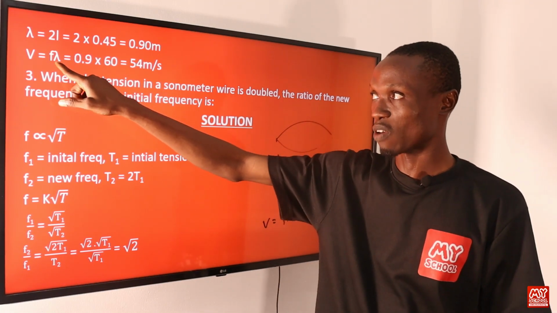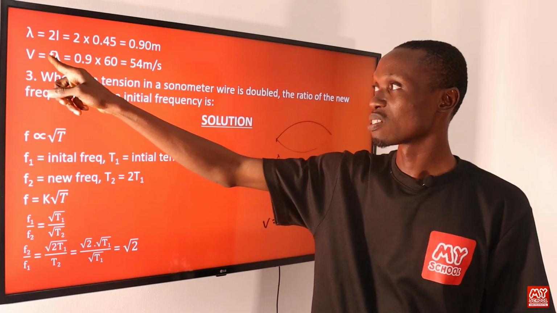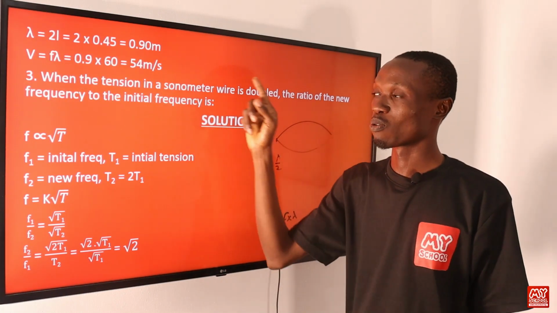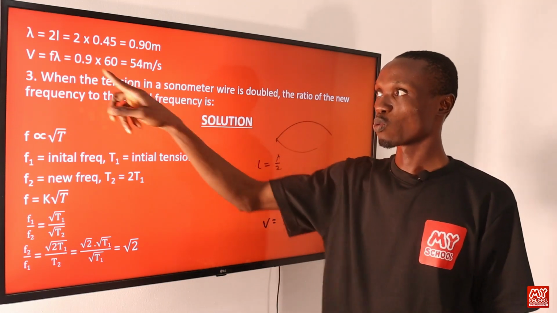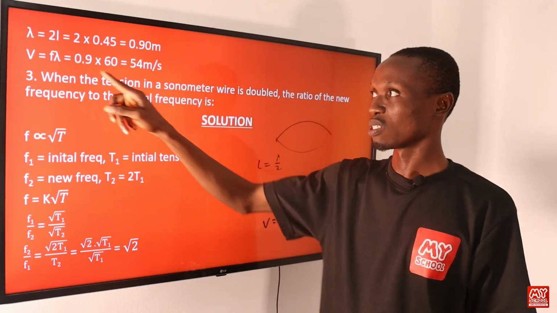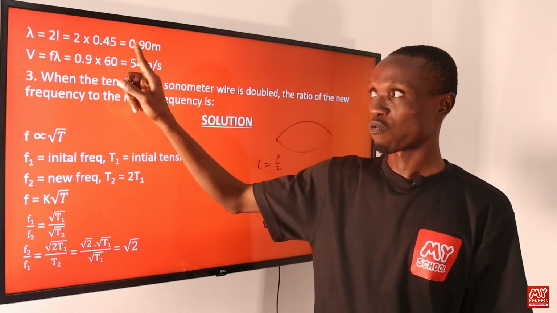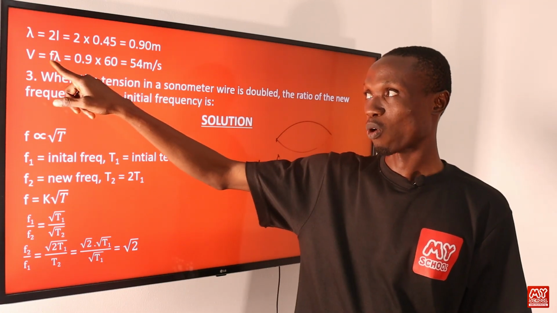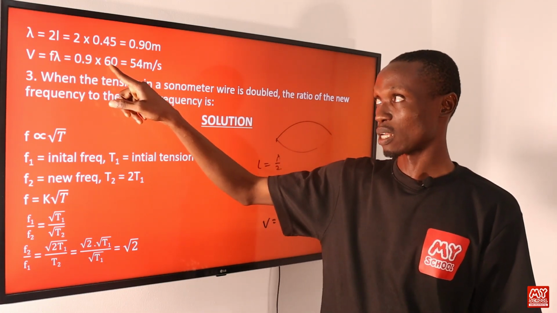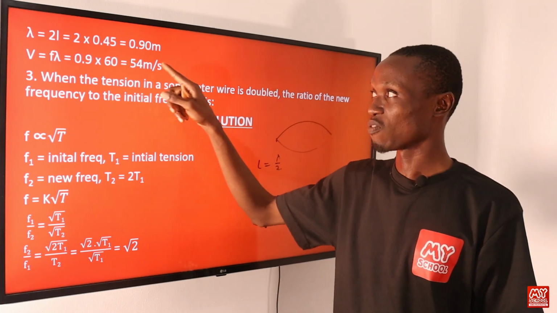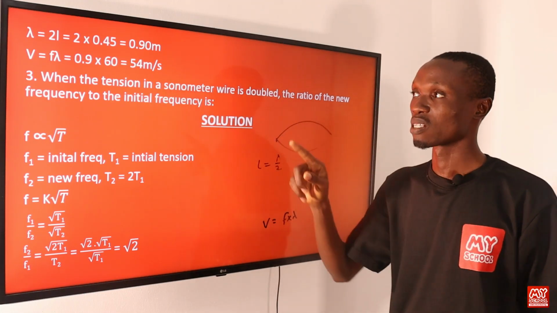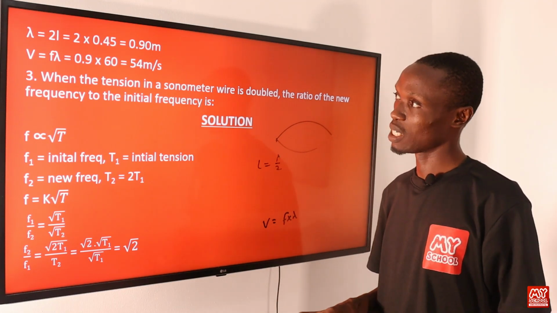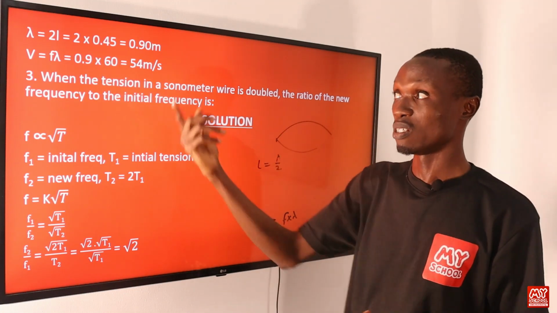But remember, velocity is equal to frequency times lambda. So we just substitute these values that are given to us. Remember, frequency is given to us as 60, and we obtained the wavelength to be 0.90. So we just multiply these 2 values, 0.9 for the wavelength and 60 for the frequency. If we multiply both of them together, that will be equal to 45 meters per second, meaning that the speed of the wave is 45 meters per second.